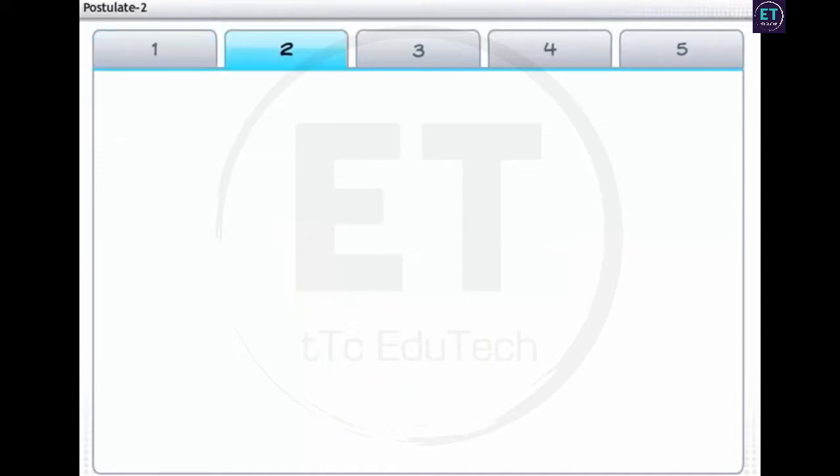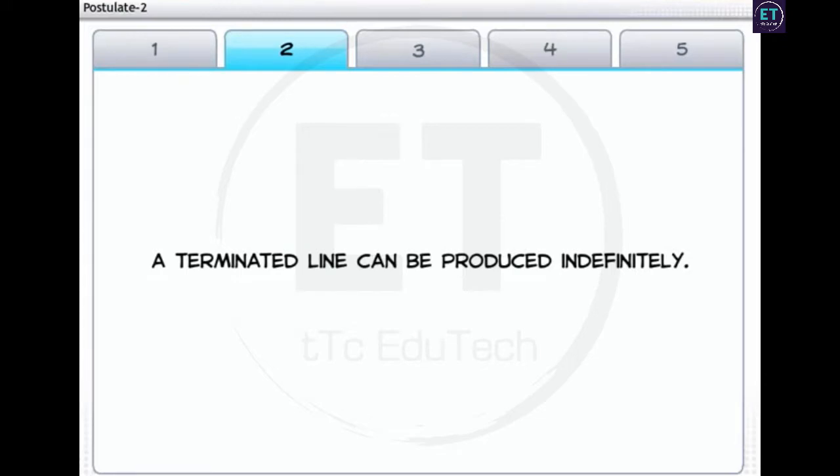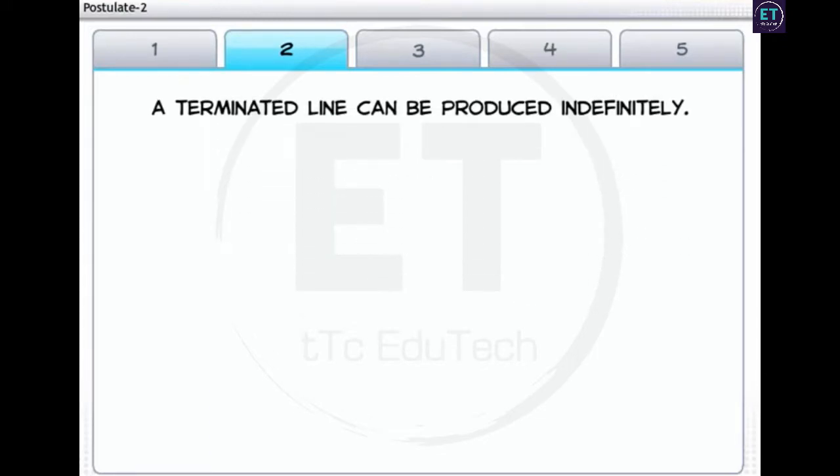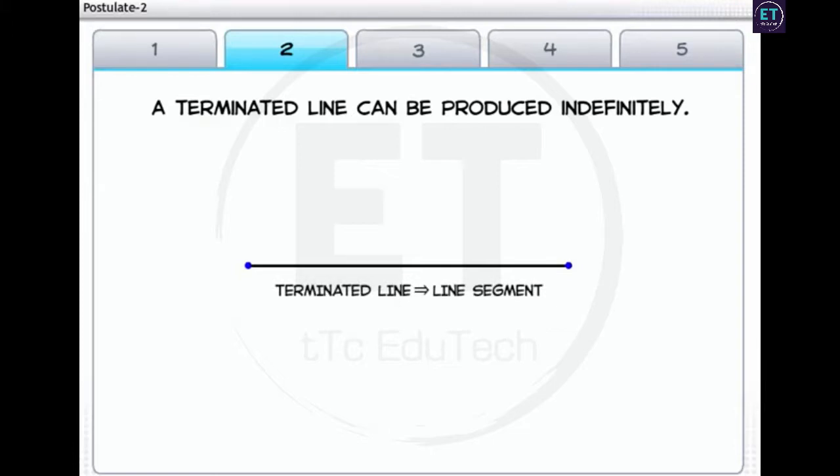The second postulate states that a terminated line can be produced indefinitely. For a terminated line, there are 2 endpoints. In other words, a terminated line in present-day terminology is called a line segment.